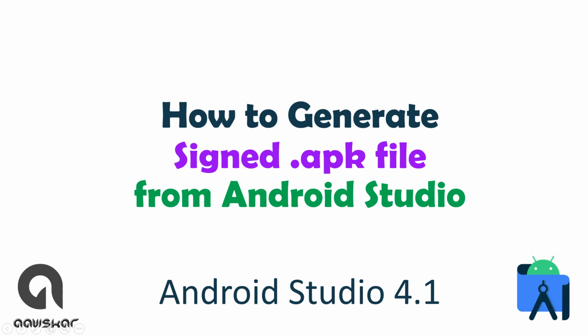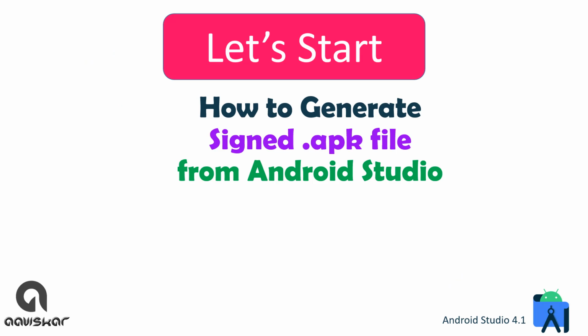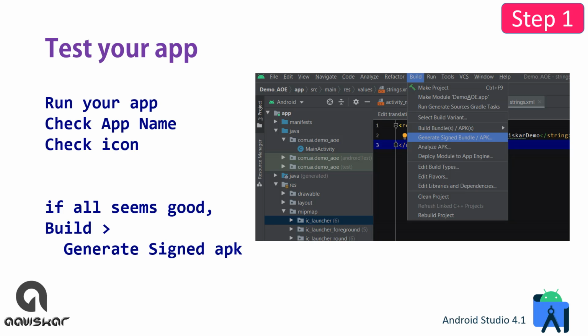Hello friends, in this video we are going to see how to generate a signed APK file from Android Studio 4.1 for those who wish to publish their app in the Google Play Store. So as per the guideline, upgrade your Android Studio to 4.1, and let's start with how to generate a signed APK file from Android Studio.